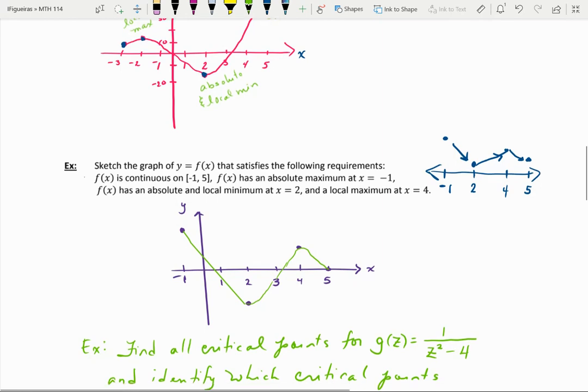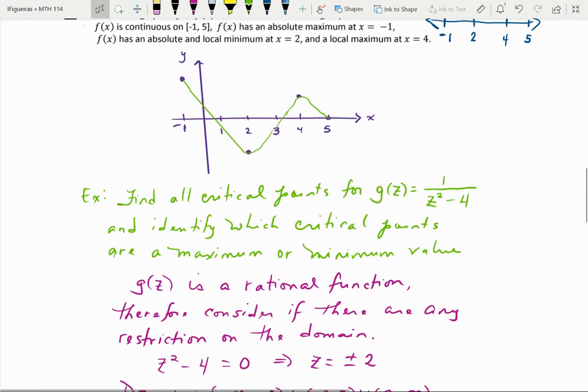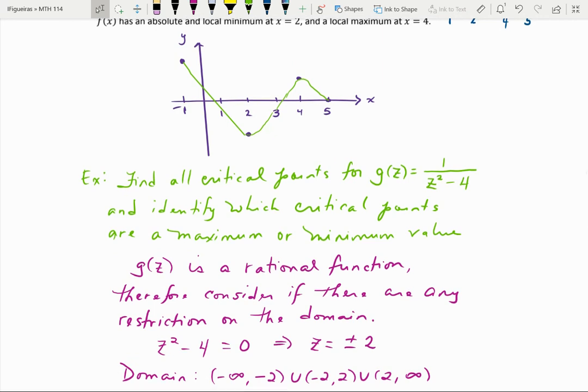Okay. So let's move on. This time, you're being asked to find all critical points for g of z equal to 1 over z squared minus 4, and identify which critical points are a maximum or a minimum. So g of z is a rational function. Therefore, you have to consider if there are any restrictions on the domain.